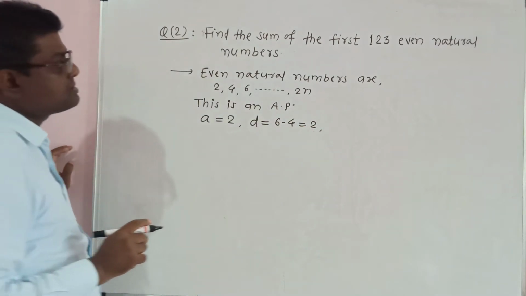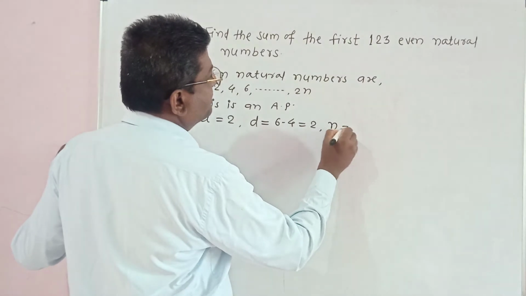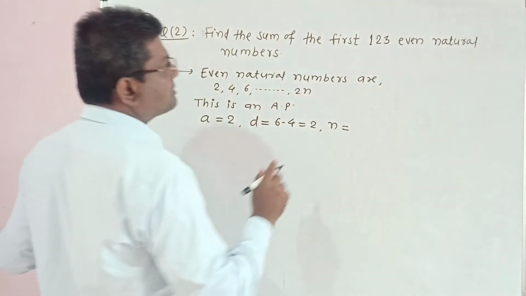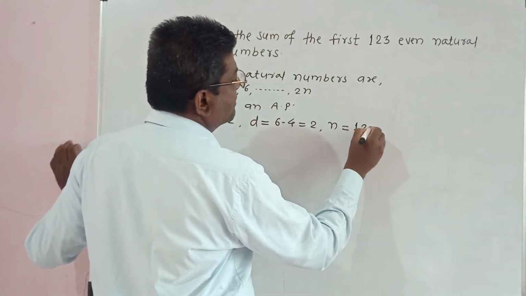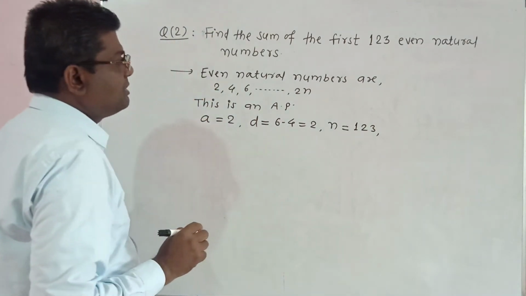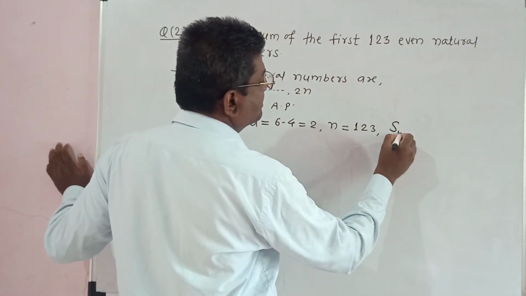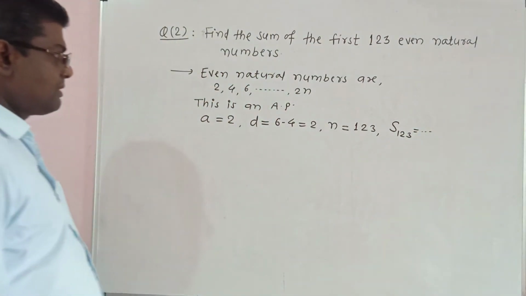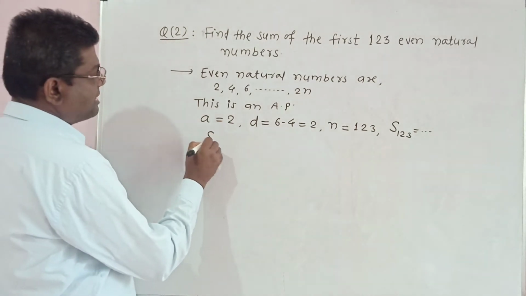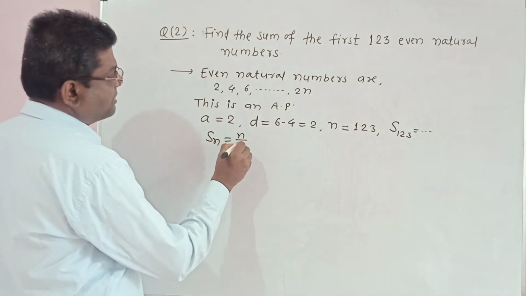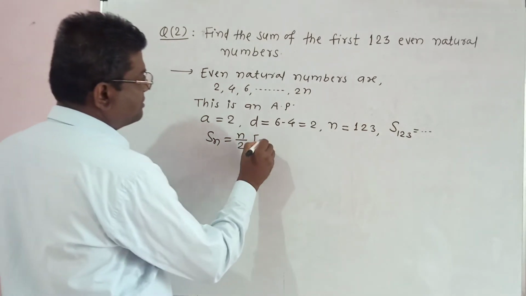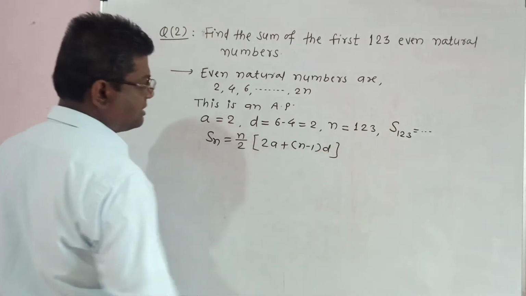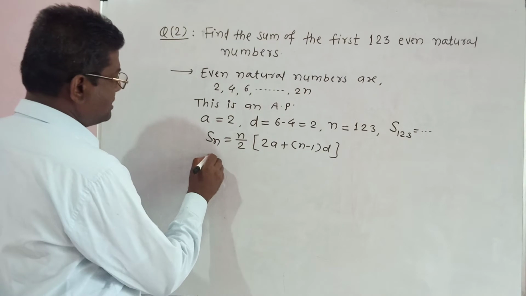d is the common difference, and we have to find the sum of 123 even natural numbers, that is n is equal to 123, and we have to find S123. Now the formula is Sn is equal to n upon 2 in bracket 2a plus (n minus 1) into d. This is the formula. Put the values.